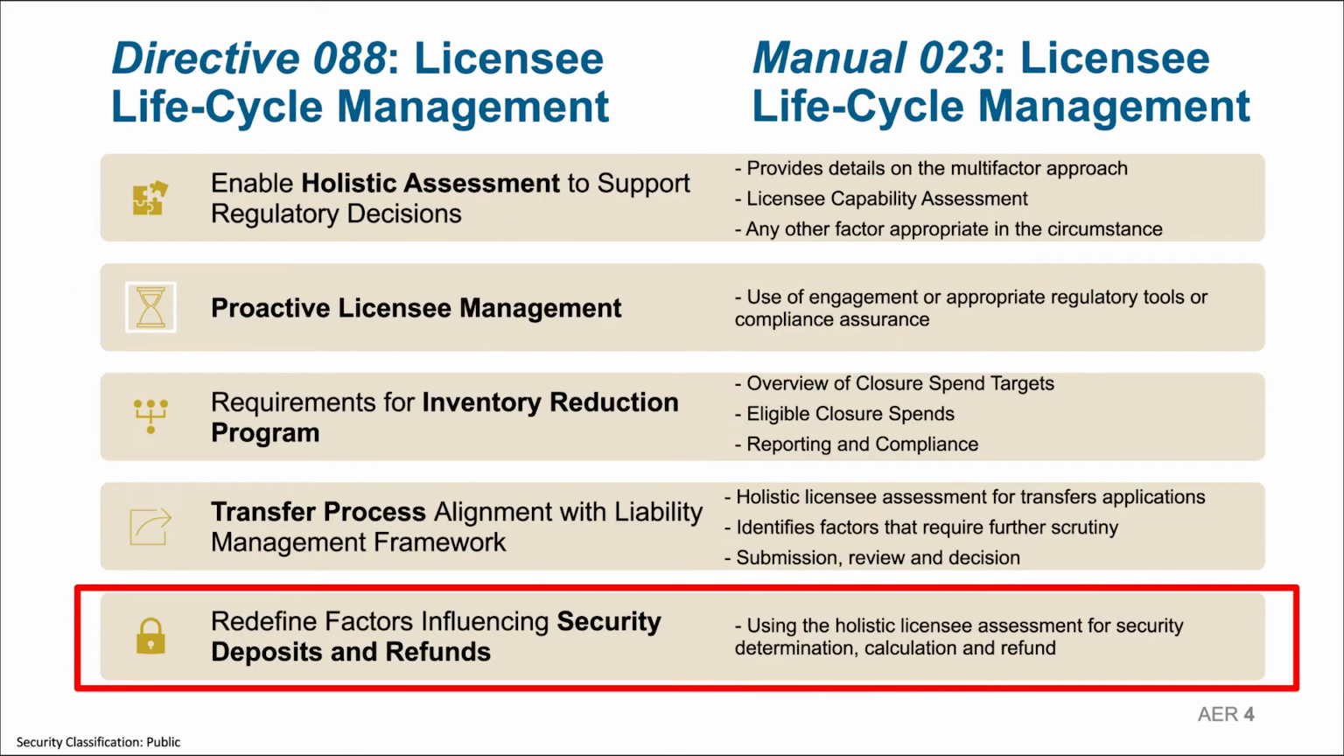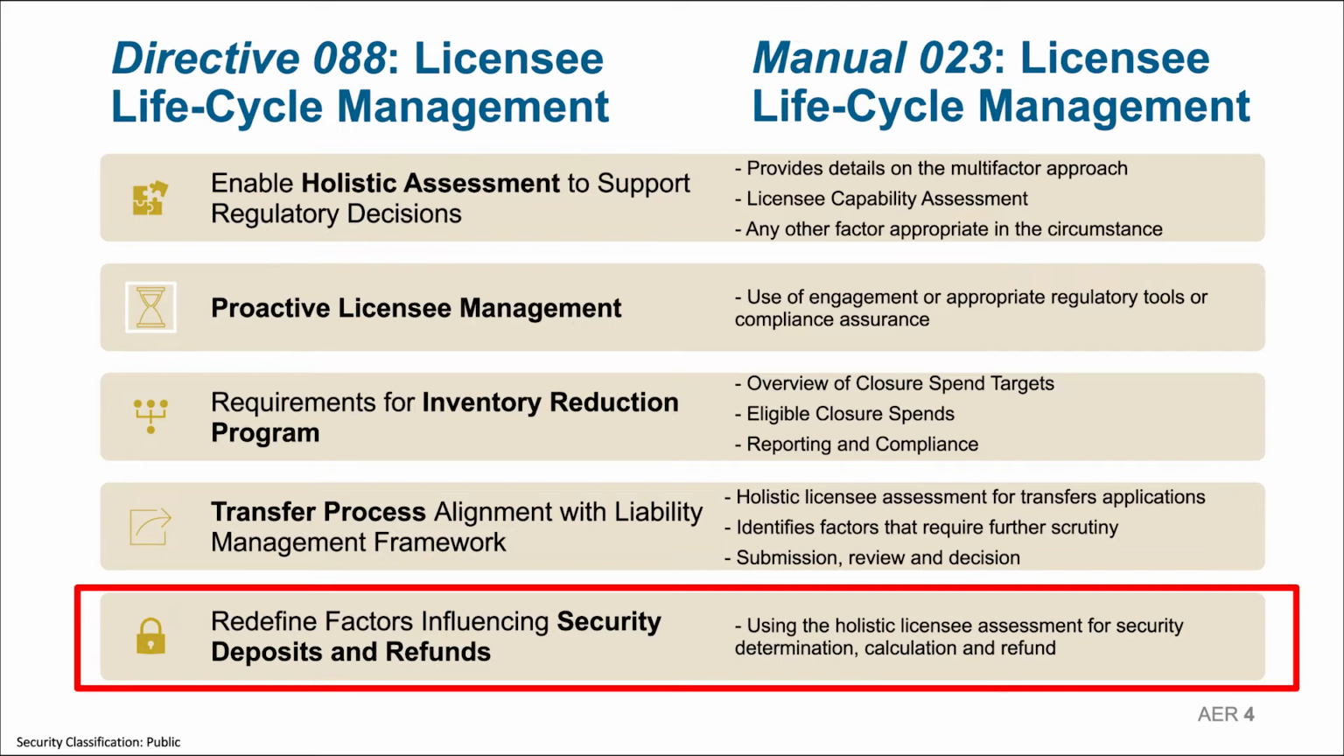In response to the government's policy direction, the AER delivered regulatory changes on December 1, 2021, which included the release of Directive 88. Directive 88 introduces the holistic assessment of licensees across the energy development lifecycle, which includes a multi-factor approach to assess licensees, including Section 4.5 of Directive 67 Unreasonable Risks, the Licensee Capability Assessment factors, and any other factor considered appropriate in the circumstance.